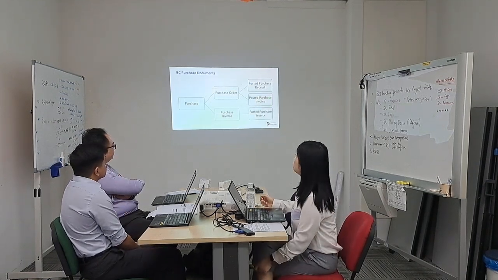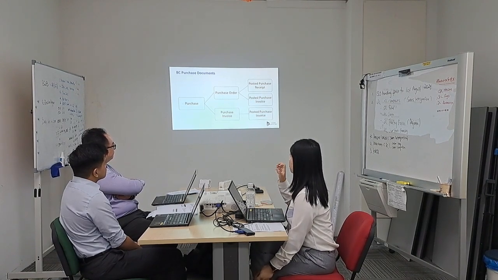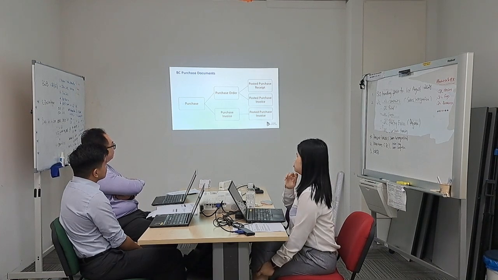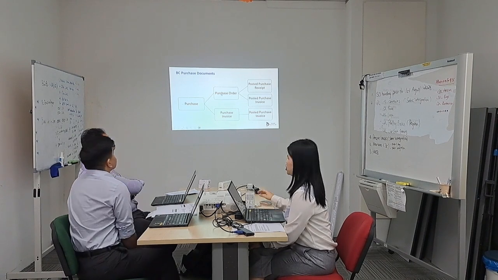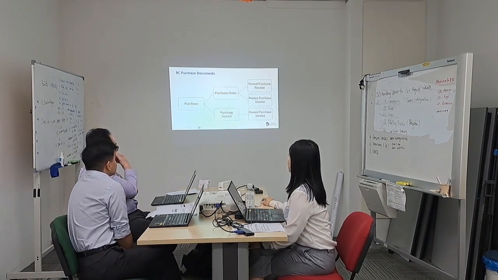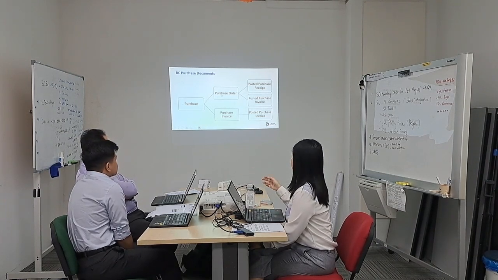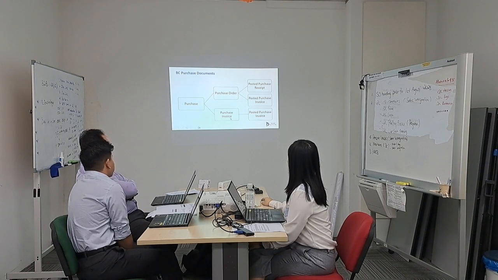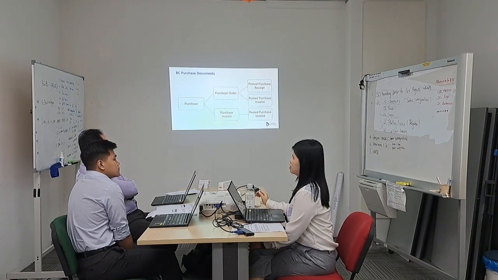Okay, so in Business Central, we have two types of purchase document. We can create a purchase order, or we can create a purchase invoice. A purchase order is where you place an order with the supplier. What is the purchase invoice? This purchase invoice is for purchasing without an order.